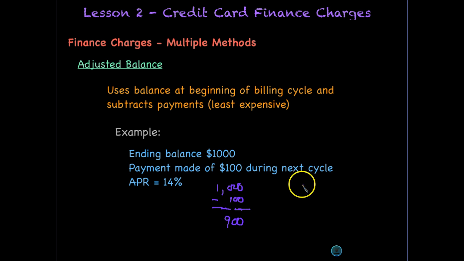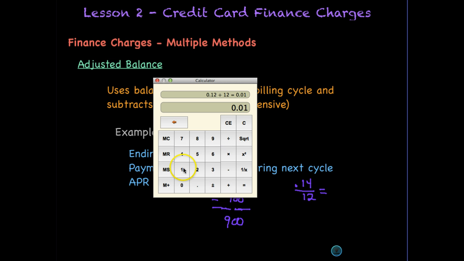or per year. But remember that this is monthly, so we would need to take the 14% and divide by 12 months to figure out what the monthly percent is. So in our calculator, we would take 0.14 divided by 12, and we get 0.011667. I'll just round to 0.012.